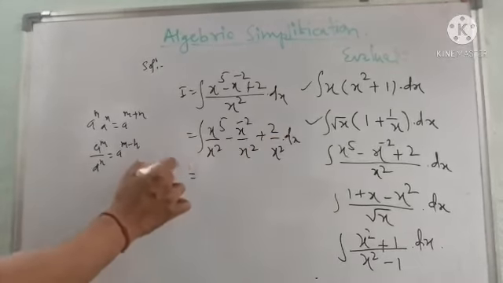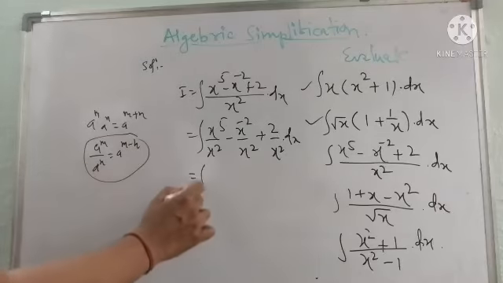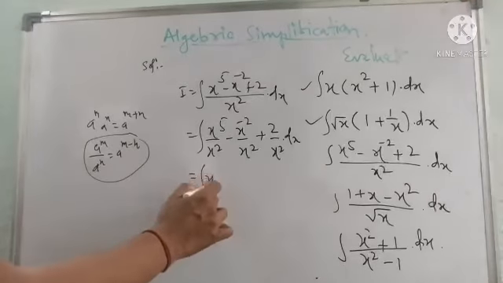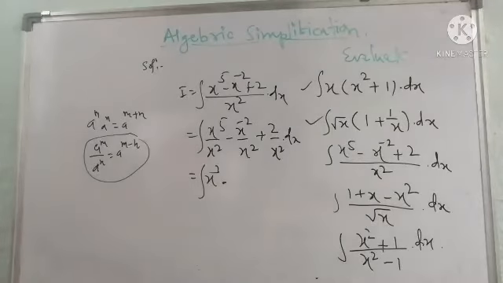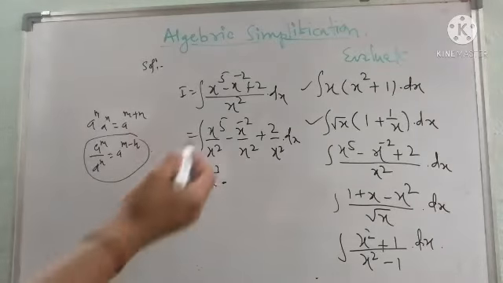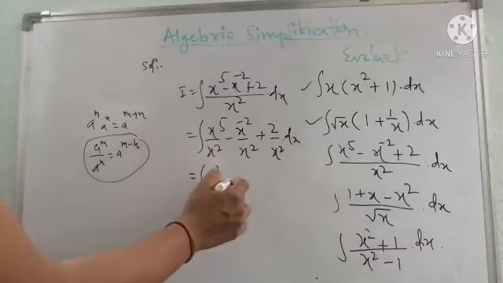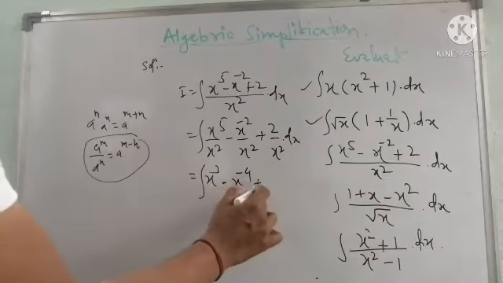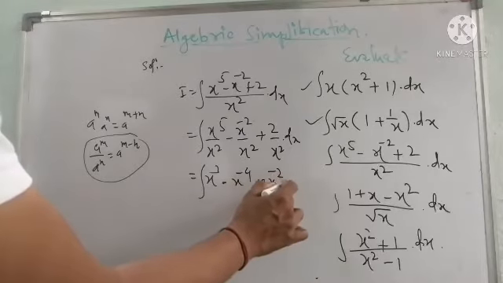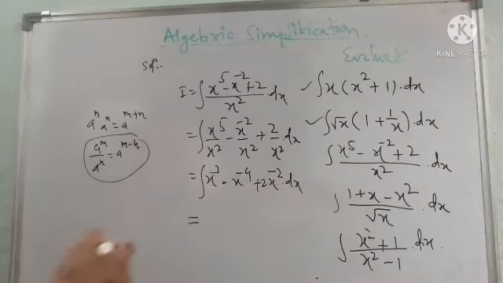Now using the rule of indices, we can simplify this. x raised to 5 divided by x raised to 2 is x raised to 3, minus x raised to minus 2 divided by x raised to 2. Actually minus 2 minus 2 is minus 4, so the index will be minus 4, and here 2 into x raised to minus 2, into dx. Now take the integration of each term separately.